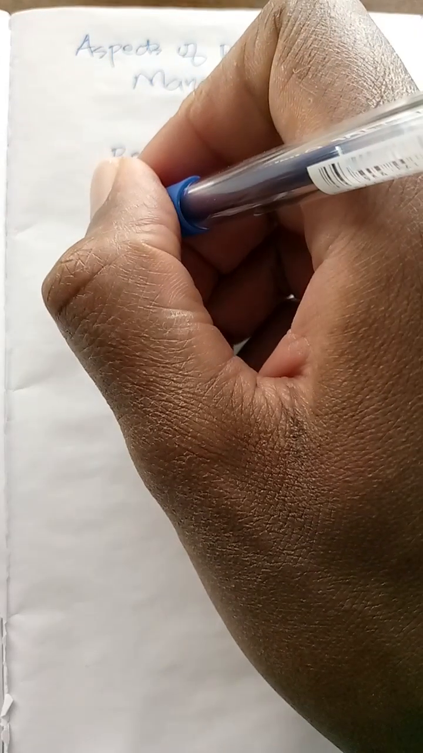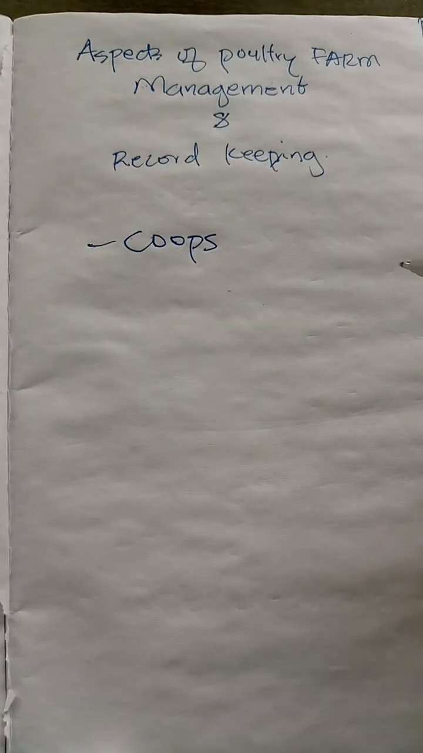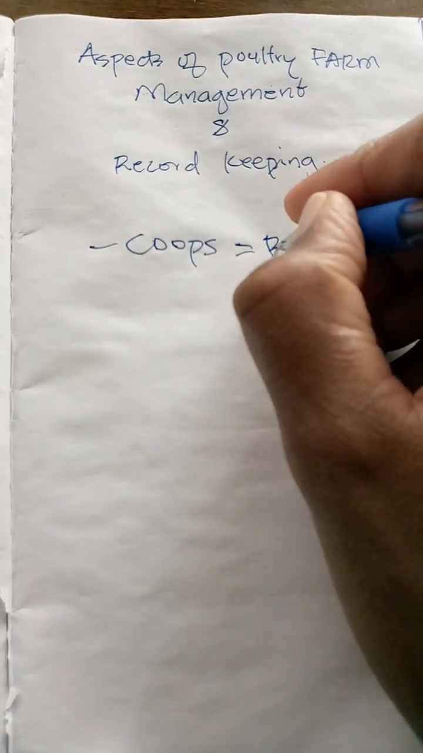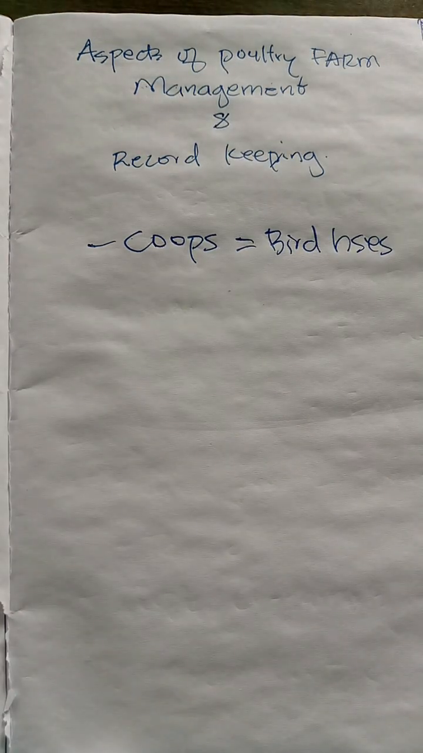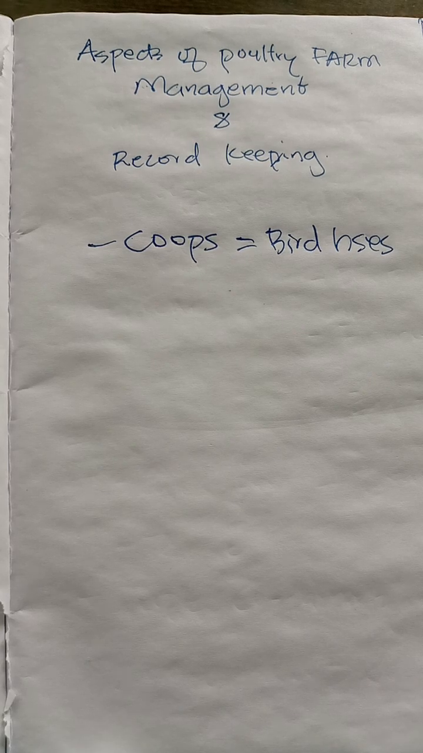In this video, we will talk about aspects of poultry farm management and record keeping. So when you think about a poultry farm, the first thing that we know needs managing is coops. And coops are actually just bird houses, right? So in your poultry farm you could have one coop, you could have maybe 5, but at least if you have a poultry farm you have at least one coop.